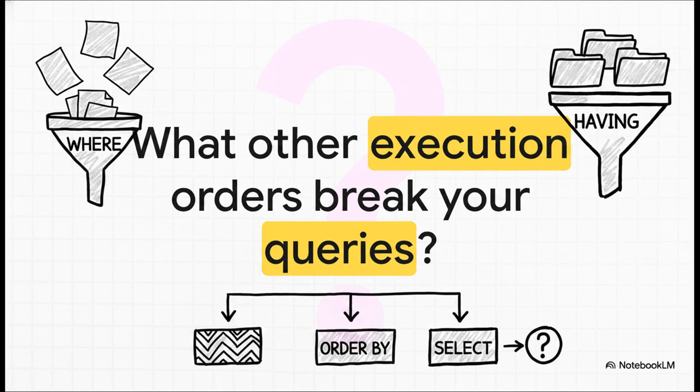So I'm going to leave you with this. If SQL strictly executes WHERE before GROUP BY and HAVING after GROUP BY, what other hidden execution orders, like ORDER BY or even SELECT itself, are silently breaking your queries right now? Understanding this flow is the true secret to writing bug-free code and absolutely dominating your technical interviews. Thanks for joining me on this explainer, and keep questioning how your code really runs beneath the surface.